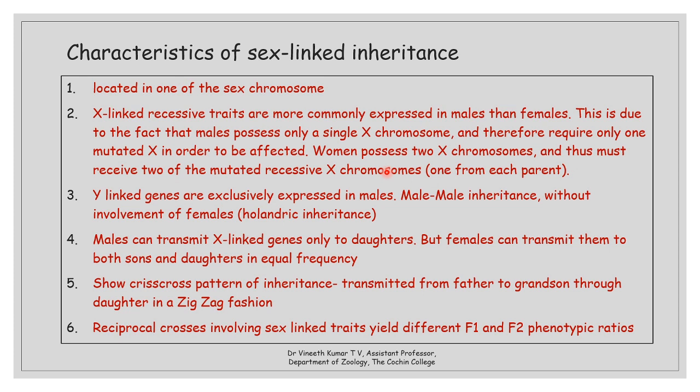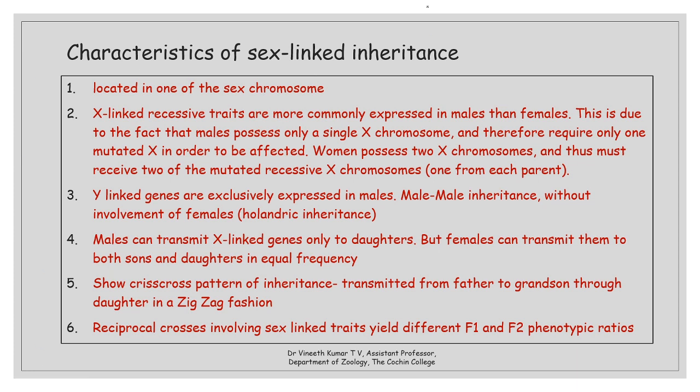So Y-linked genes are exclusively expressed in males, that is, they show only male to male inheritance without any involvement of females, and that is why they are called Holandric genes. So males transmit the X-linked genes only to daughters, and females can transmit them both to sons and daughters in equal frequency. So if you consider the inheritance of the X and Y chromosomes, we'll just see how they are being transmitted from one generation to the other.